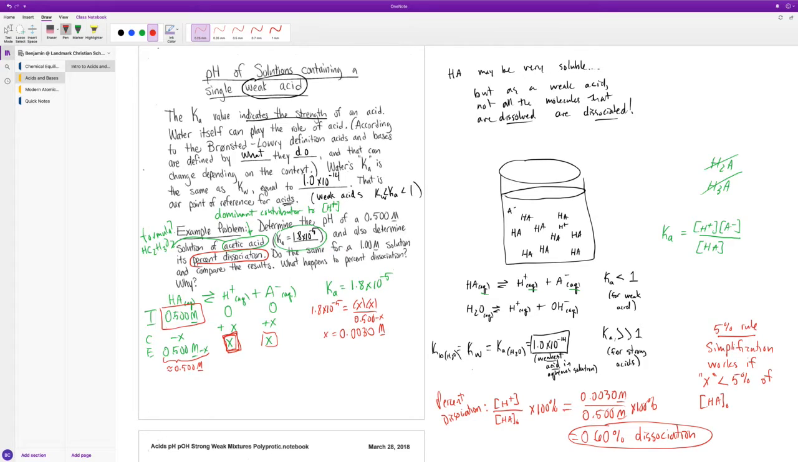Do the same calculation for a 1 molar solution and compare the results. What happens to the percent dissociation and why? Okay, so we need to do a separate calculation, a separate ICE table. Oh, I haven't found the pH either. Let me go ahead and do that. How do we find pH? pH is the negative base 10 logarithm of H plus concentration. So we've just done that ICE table to figure out H plus concentration, which is 0.003 molar. Okay, so the negative log of 0.003.